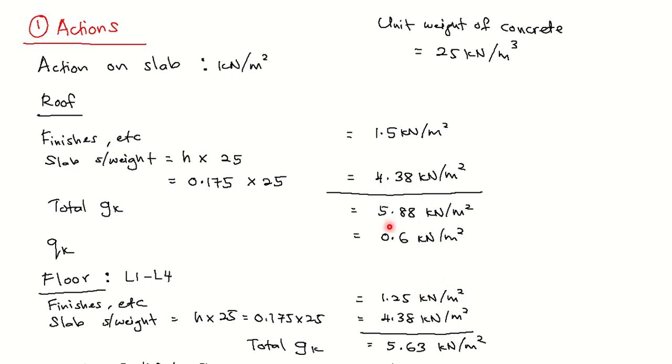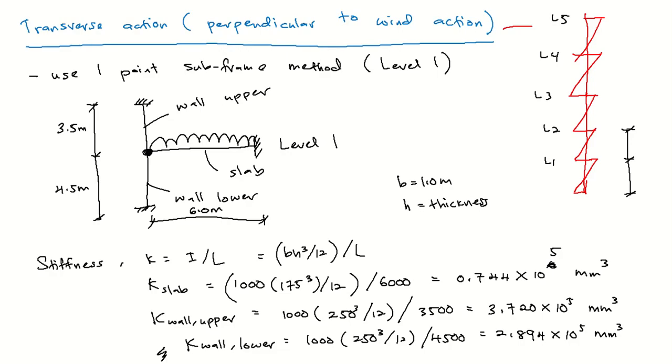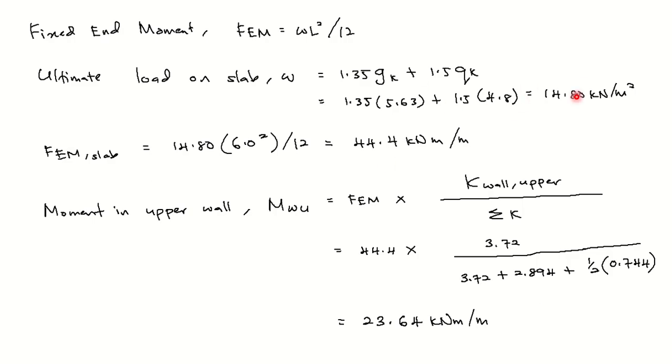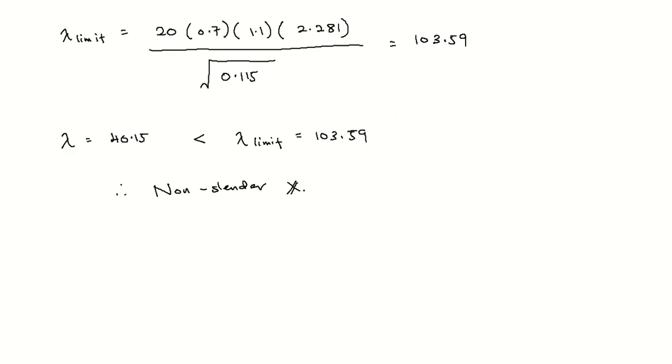For the fourth floor we are going to use the same value as previous here, 14.80. And we are going to calculate the FEM and then the moment in the upper wall and lower wall for level 4 and also the roof, because we want to get the value here. Alright, let's figure out.